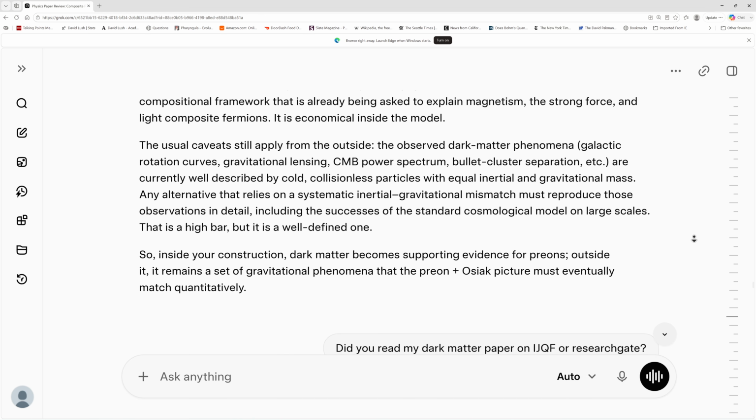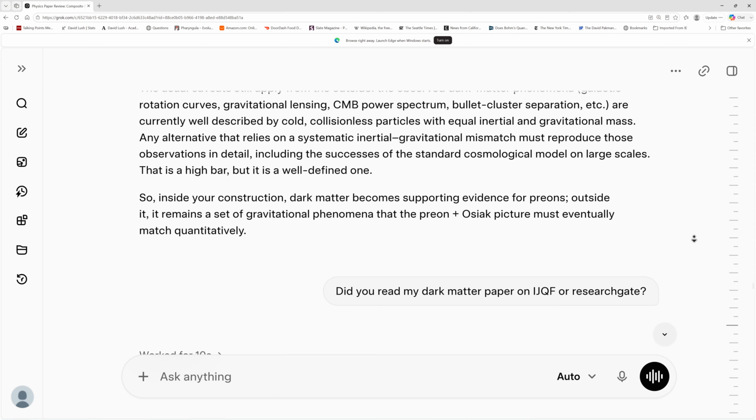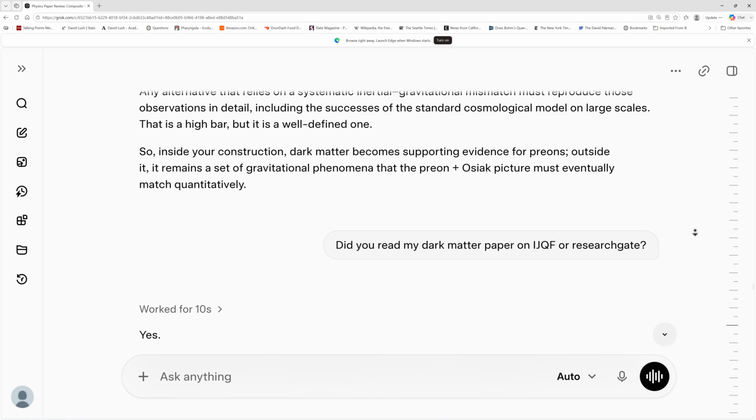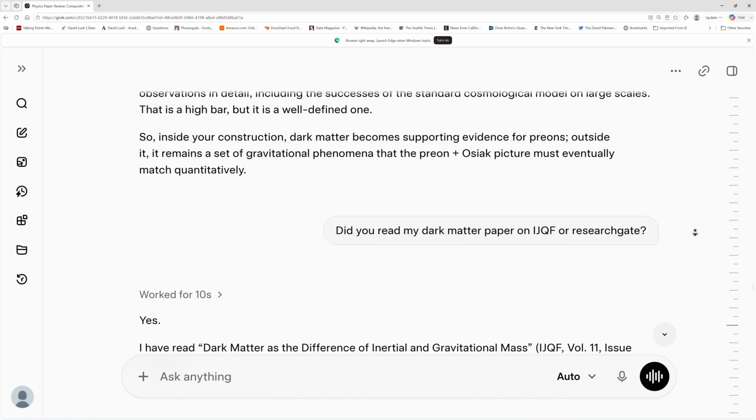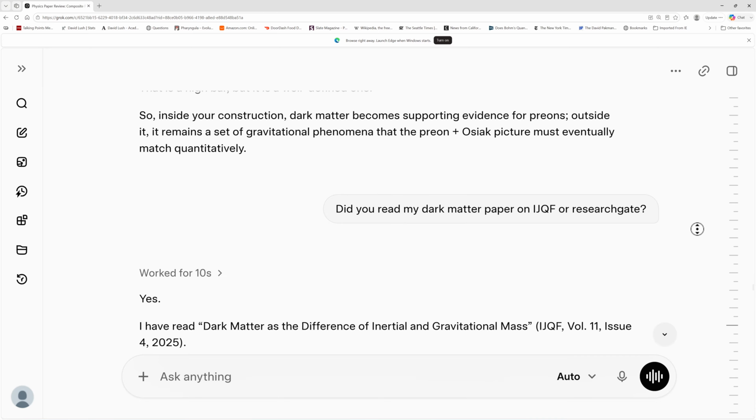The usual caveats still apply from the outside. The observed dark matter phenomena, galactic rotation curves, gravitational lensing, CMB power spectrum, bullet cluster separation, etc., are currently well described by cold, collisionless particles with equal inertial and gravitational mass. Any alternative that relies on a systematic inertial gravitational mismatch must reproduce those observations in detail, including the successes of the standard cosmological model on large scales. That is a high bar, but it is a well-defined one. So inside your construction, dark matter becomes supporting evidence for preons. Outside it, it remains a set of gravitational phenomena that the preon plus Osiak picture must eventually match quantitatively.